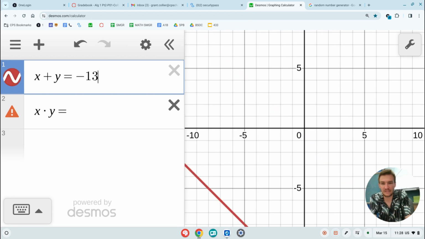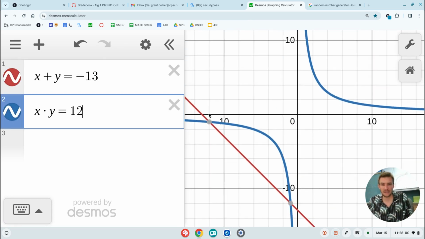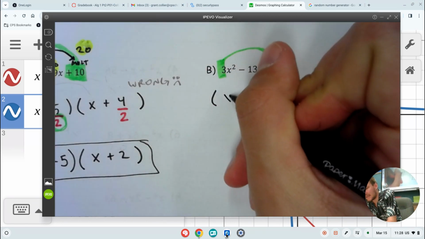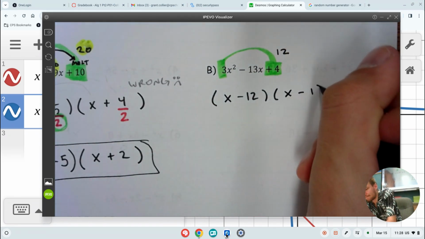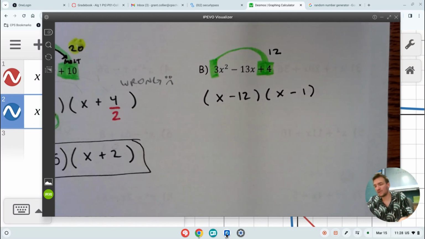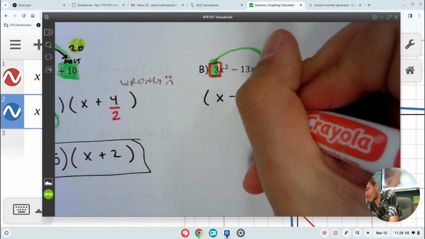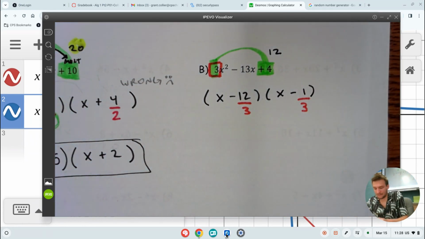Negative 13, bottom. Positive 12, look at where they touch, and I heard negative 12, negative 1, that's right. So I'm going to put down here x minus 12, x minus 1. But remember, that is not correct. I need to divide by whatever number is out front. So I'm going to divide by 3 and divide by 3.